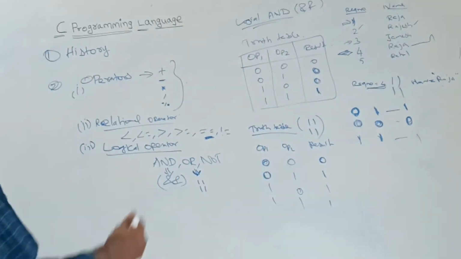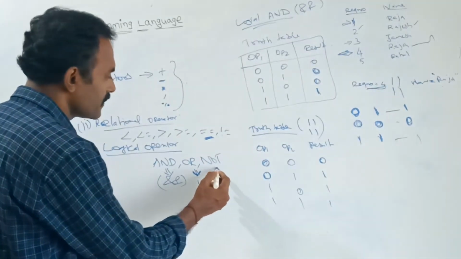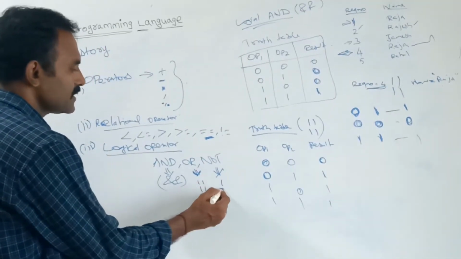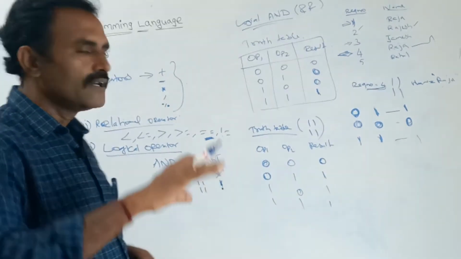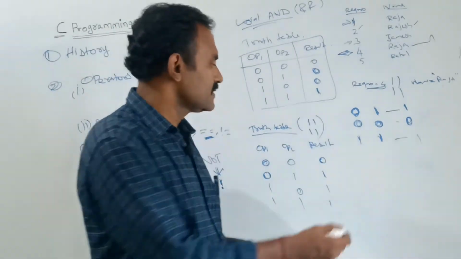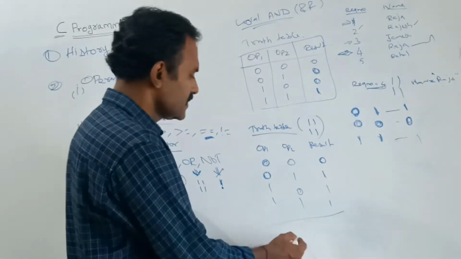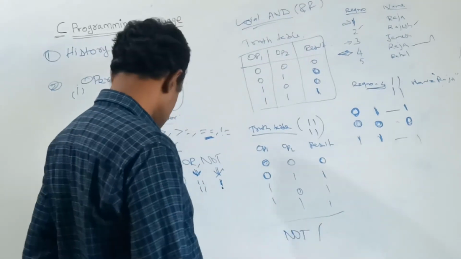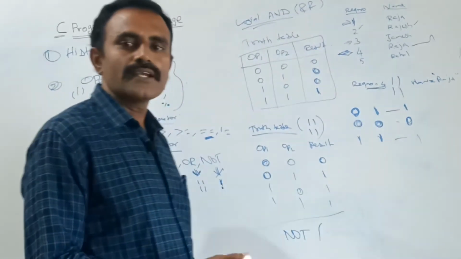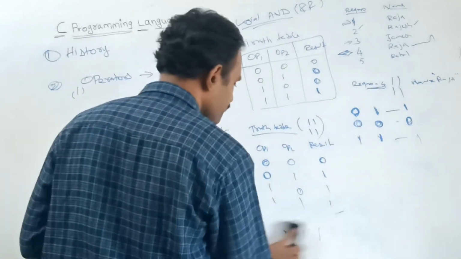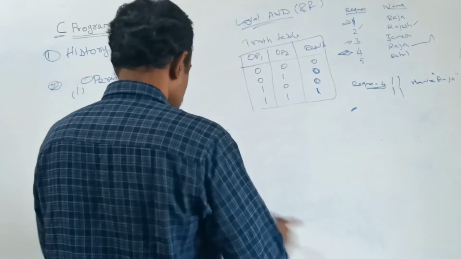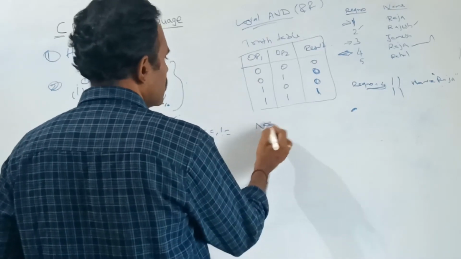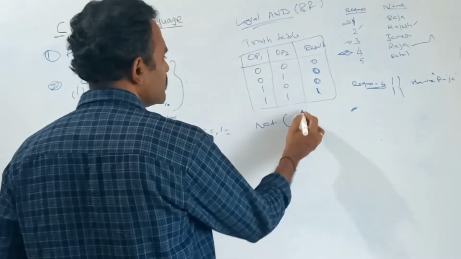Next one, the logical NOT operator. For the logical NOT operator we use the exclamation symbol. Logical NOT is used to give the opposite of the given condition. If the condition is true, the result will be false. If the condition is false, the result will be true. For the logical NOT operator we should use this symbol.